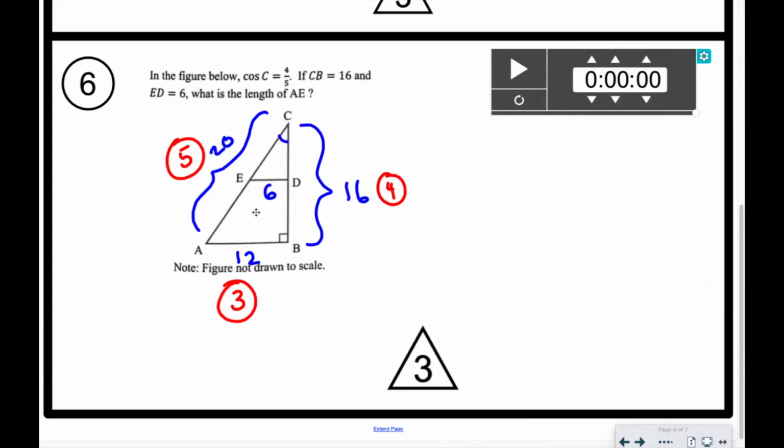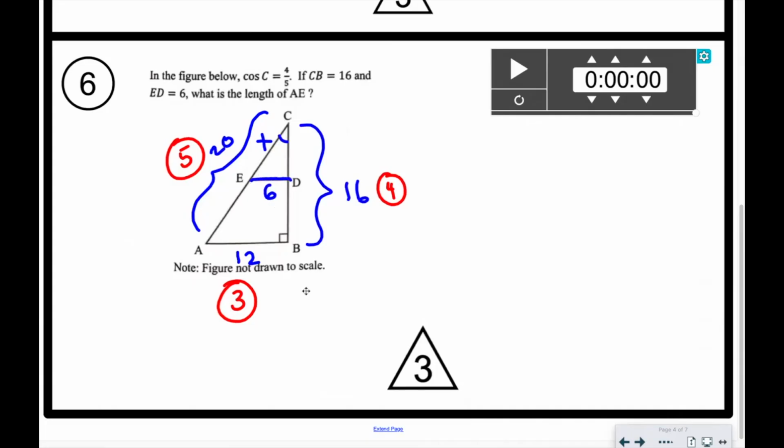So now what I need to do is find length AE. Well, what I'm going to do is find CE first. I'm just going to call that X. AE is not the length of a side of a triangle, so I'm going to save that for the end. X is the hypotenuse of this triangle. And then very simply, I could probably figure this out in my head, but let's say we want to set up a proportion. These triangles are going to be similar.